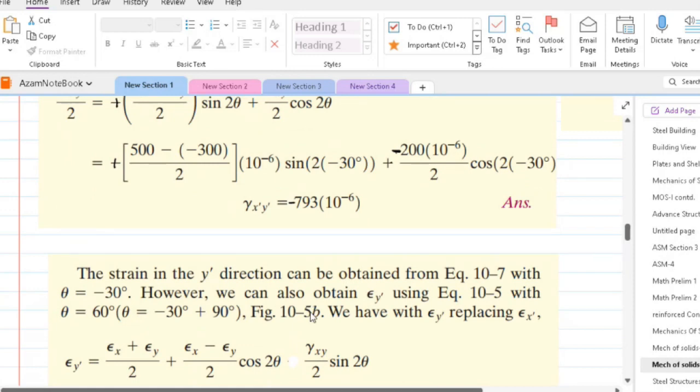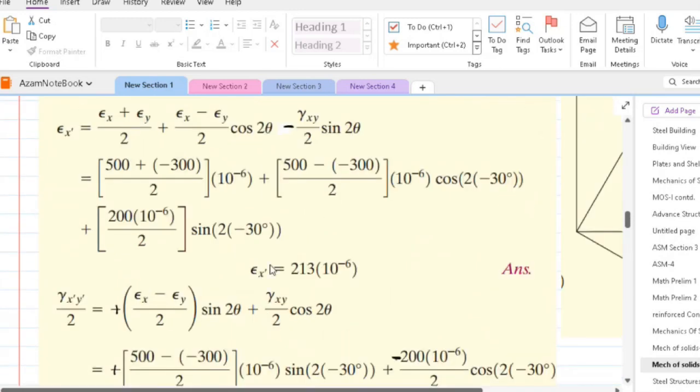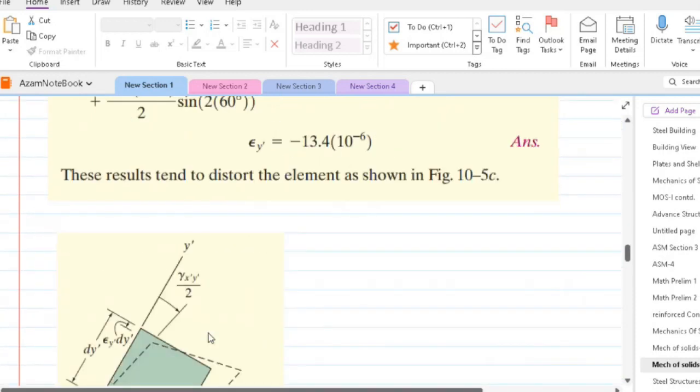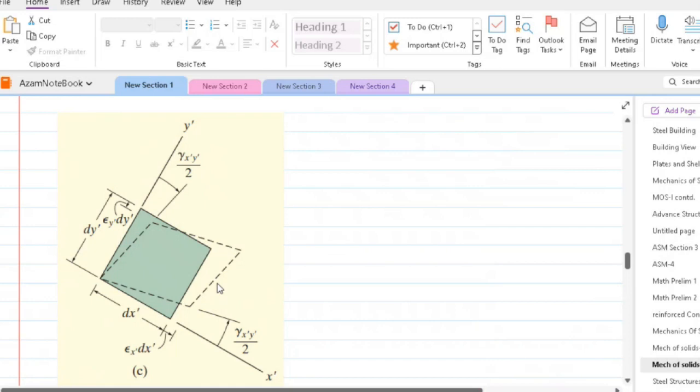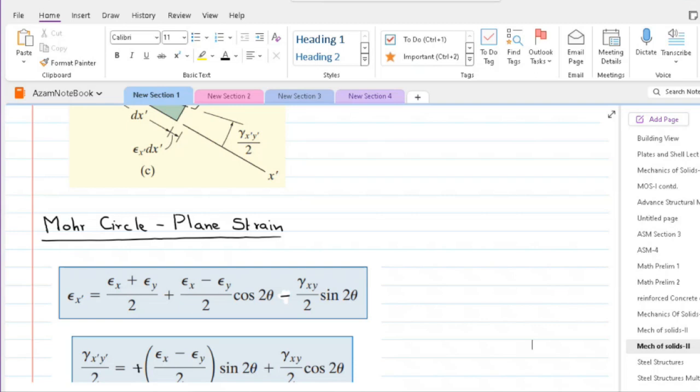Thus the final orientation of our element comes out to be as shown in this figure. Strain x is positive as per our workout. Gamma x prime y prime is negative, hence we have this distortion due to counterclockwise shear. Strain y, on the other hand, is negative as shown in this figure, and that agrees with whatever we have derived. We will now try to determine plane strain transformation using Mohr circle.